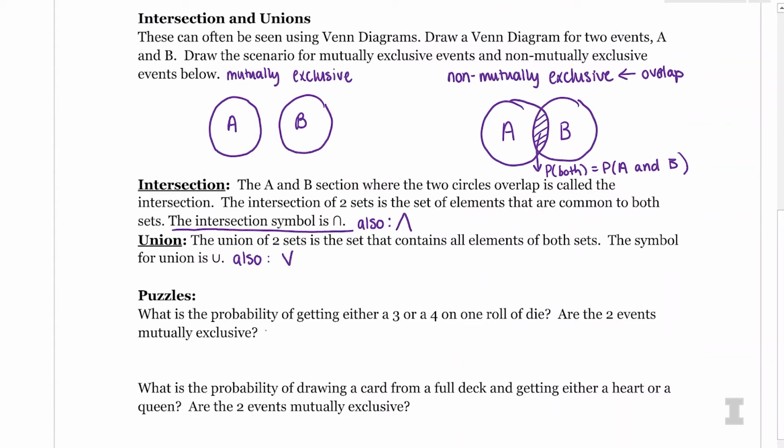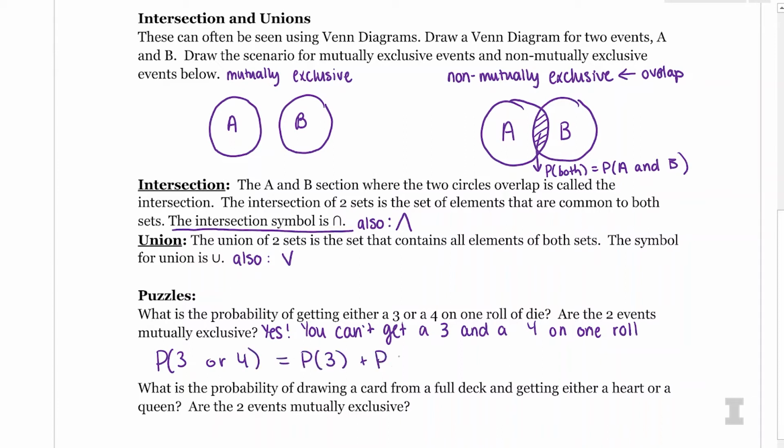So I'm going to say, are the two events mutually exclusive? Yes, because you can't get exactly what Wade said. You can't get a 3 and a 4 on one roll. So if I was going to calculate this probability, I would say the probability of getting a 3 or a 4 is equal to the probability of getting a 3 plus the probability of getting a 4, and then minus the probability of both. But we just said we can't get both, right? Yep. So I'm just going to say this is 0.